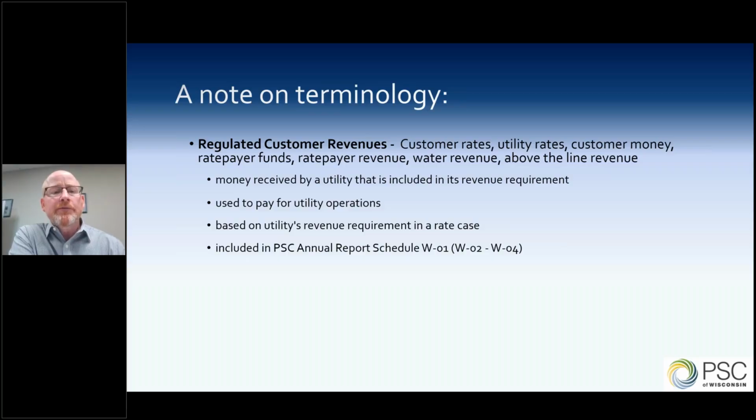As we dive into this more, it really becomes apparent to us that while it includes customer rates, it's slightly broader than that. It's really regulated customer revenues. And what that means is anything that you include in the development of your rates during a rate case, essentially what's in your revenue requirement is what is considered in developing your rates. Those are all used to pay for utility operations. That revenue requirement, what those particular things are all listed and described in your PSC annual report in Schedule W1 and the supporting schedules that come after that. So you can see all of that. We're going to talk about that specifically in a lot more detail as we get to later slides, but I just wanted to at least introduce that concept.